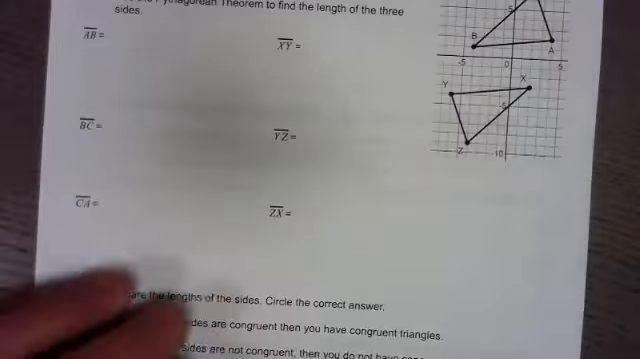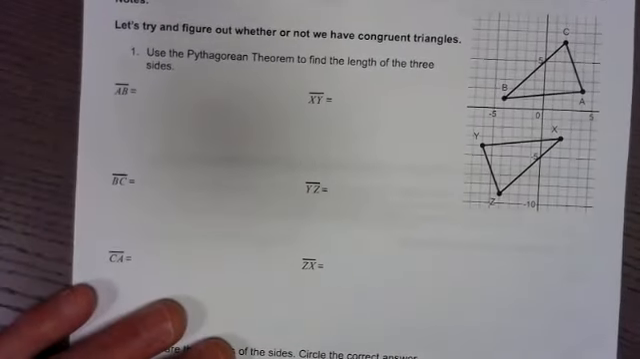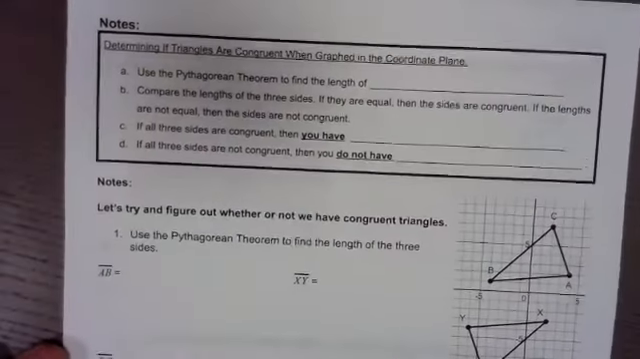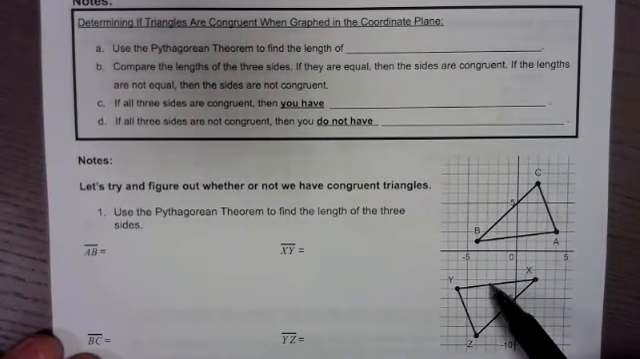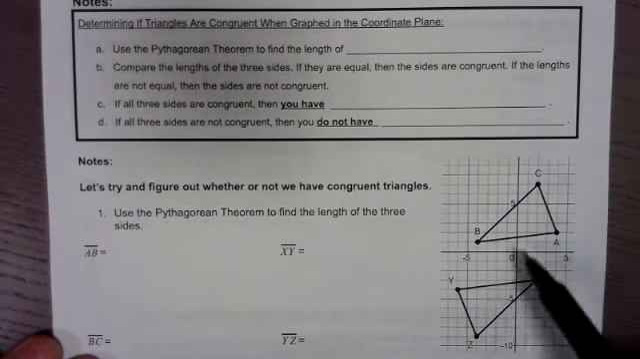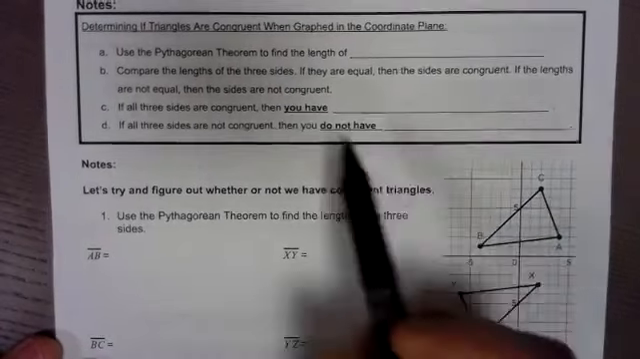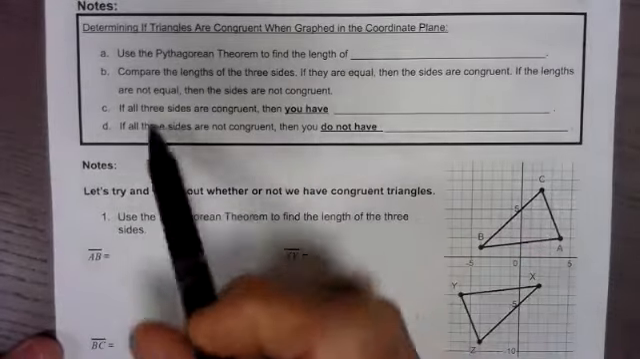All right, our last problem for today is determining whether triangles are congruent when graphed in the coordinate plane. So in this situation, we have two triangles, and what we're charged with is figuring out whether or not they're congruent. So let's figure out through this step-by-step process how we can do that.